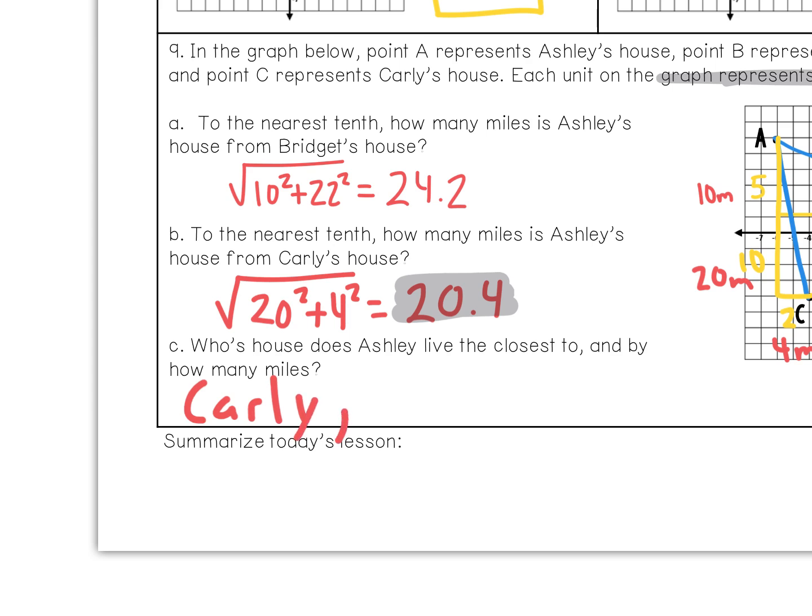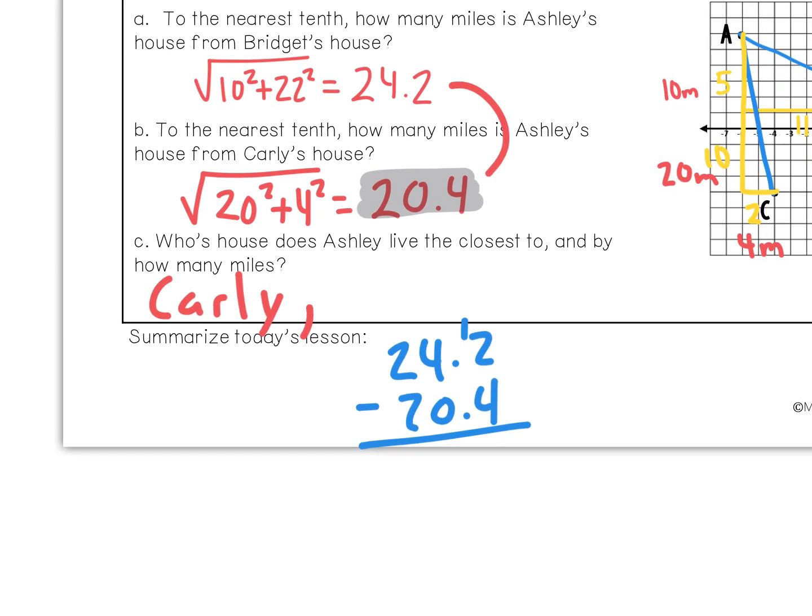By how much? How would I find out how much closer? What would I need to do with the 2 values? Not 4 inches, miles, but we want an exact value. We don't want an approximation. So what would I do with those 2 things? Subtract. So what is 24.2 minus 20.4? Got to borrow from the 12 to get an 8. And I got to move that down to a 3. 3 minus 0 is 3. 2 minus 2 is 0. So the value is 3.8.